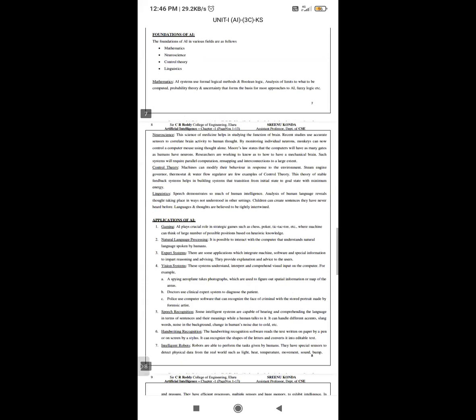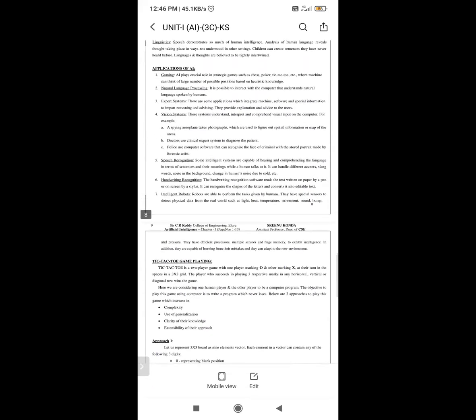So now coming to the applications of AI. You can use AI in gaming, natural language processing, expert systems.